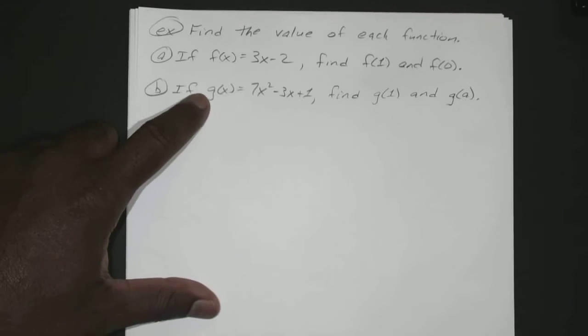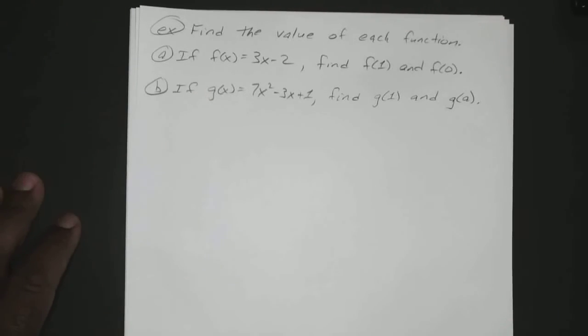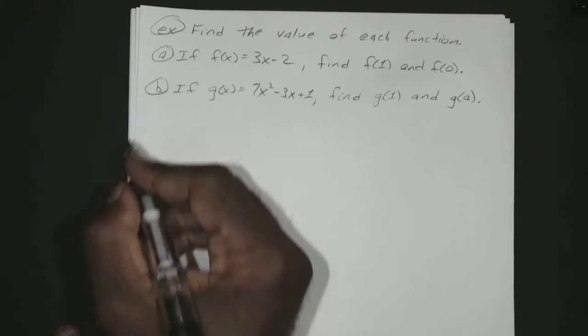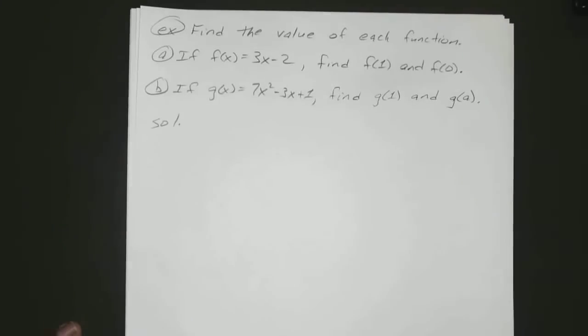Now you can have any and every possible letter. It could be f of x, g of x, r of x. It means absolutely nothing other than the fact that they felt like putting f, g, r, m, whichever one. They all have the exact same meaning. Okay.